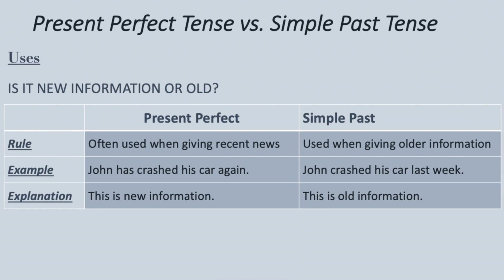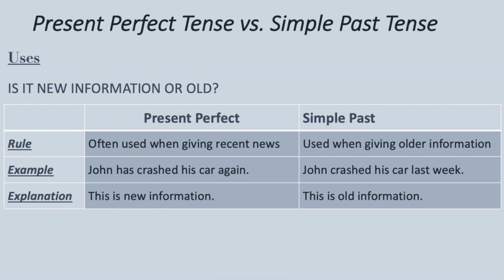The present perfect is often used when giving recent news. For example, I might say, John has crashed his car again. Maybe John is not a good driver. He just goes too fast, and sometimes he tries to text while he's driving. That's so dangerous. So he crashed his car again. While it's not new that he's a bad driver, it's new information to say that he's crashed his car again.